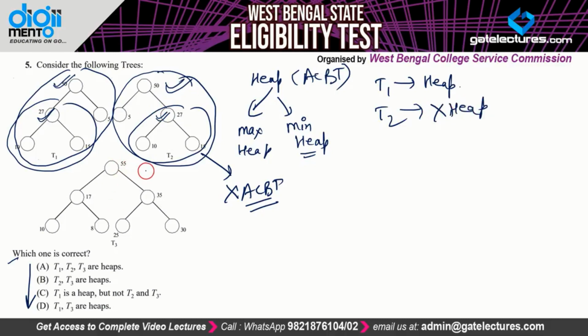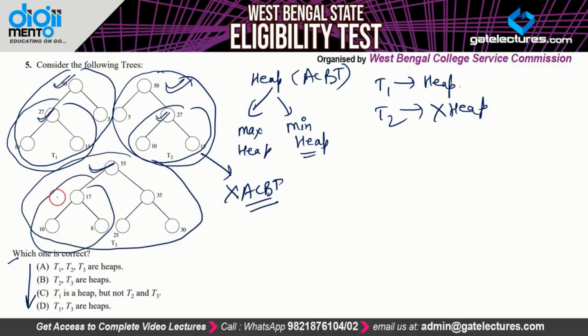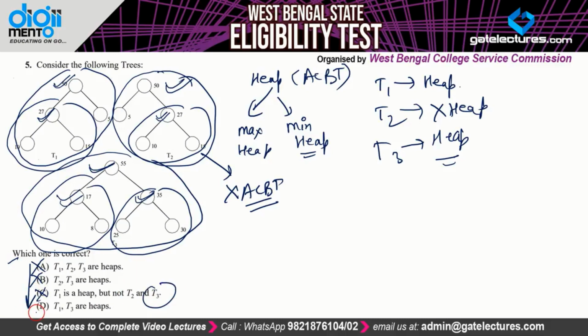Now in case of T3, first of all, it is an almost complete binary tree, that is correct. Now this is following the heap property. This subtree is also following the heap property, and this subtree is also following the heap property. So all the subtrees are following the heap property, therefore this is a heap. So the only tree that is not a heap is T2. Option A is wrong because it says all the trees are heaps. Option B is also wrong because T2 is not a heap. Option C is wrong because T3 is representing a heap. Option D is correct because T1 and T3, both of them are representing heaps. So option number 3 is correct here.